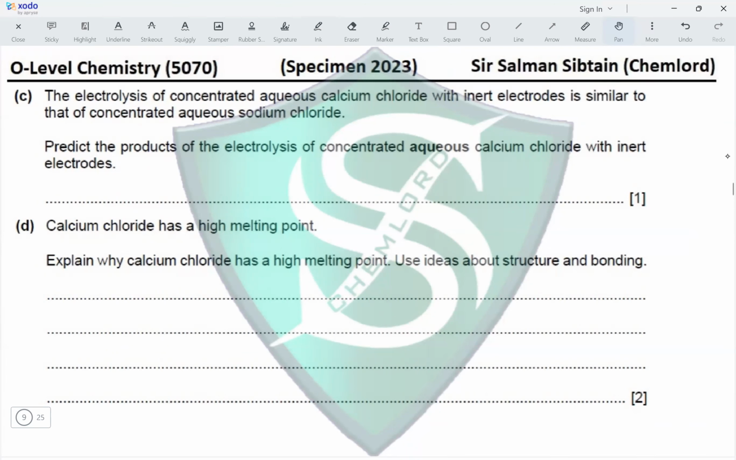calcium and hydrogen from water. So since calcium is more reactive than hydrogen, the substance that would be liberated at the cathode would be hydrogen. So H2 gas is liberated at the cathode, whereas we have a concentrated solution of a chloride. Whenever we have chloride ions present in excess in our solution, the product released at the anode would be chlorine gas.